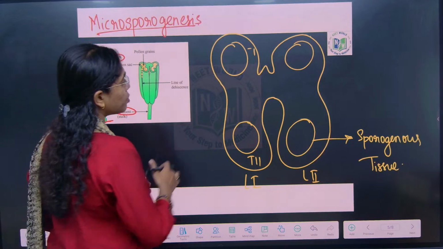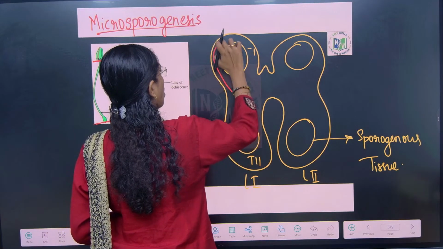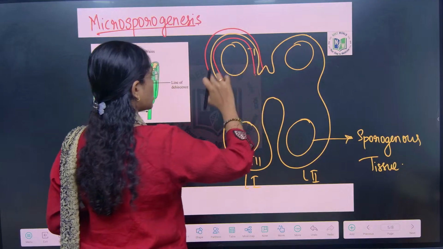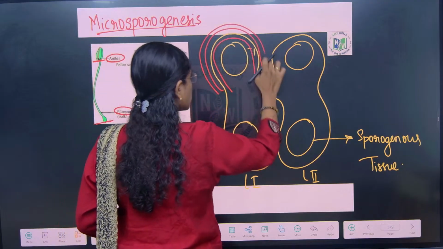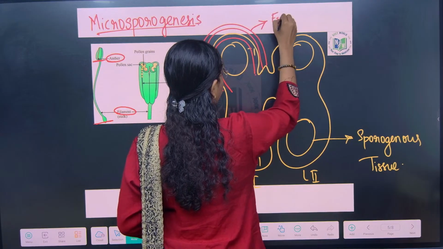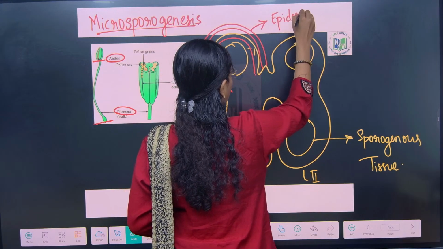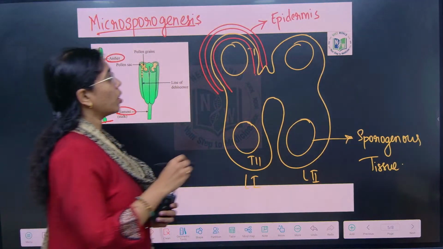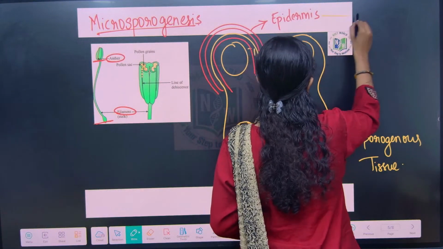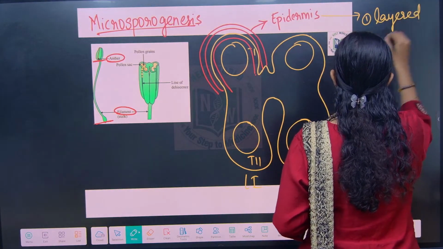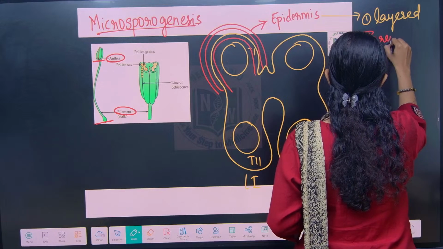And here if you observe the layers, the anther is covered by 4 wall layers. The outermost wall layer is known as epidermis. Epidermis is of parenchymatous tissue. It is single layered and parenchymatous.